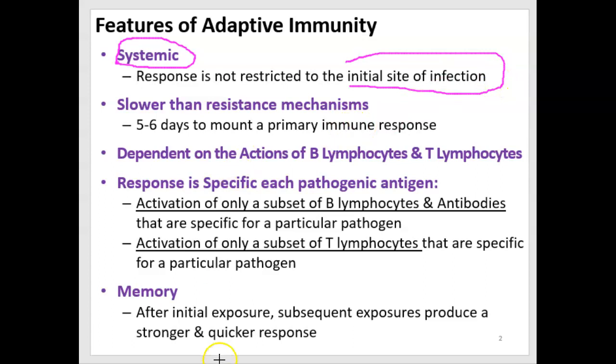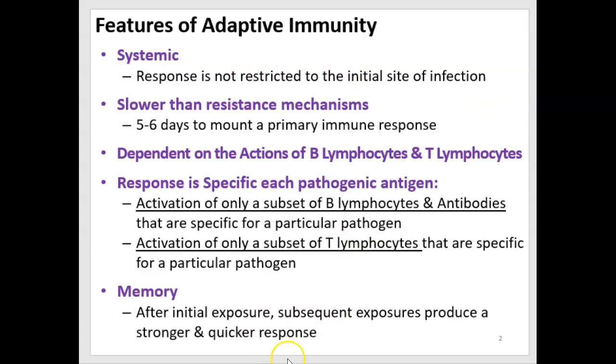In adaptive immunity, both the circulatory system and the secondary lymphoid organs, as well as the lymphatic vessels, and some of your tissues will be involved. You'll also see sometimes a fever, right? So that's going to be systemic.